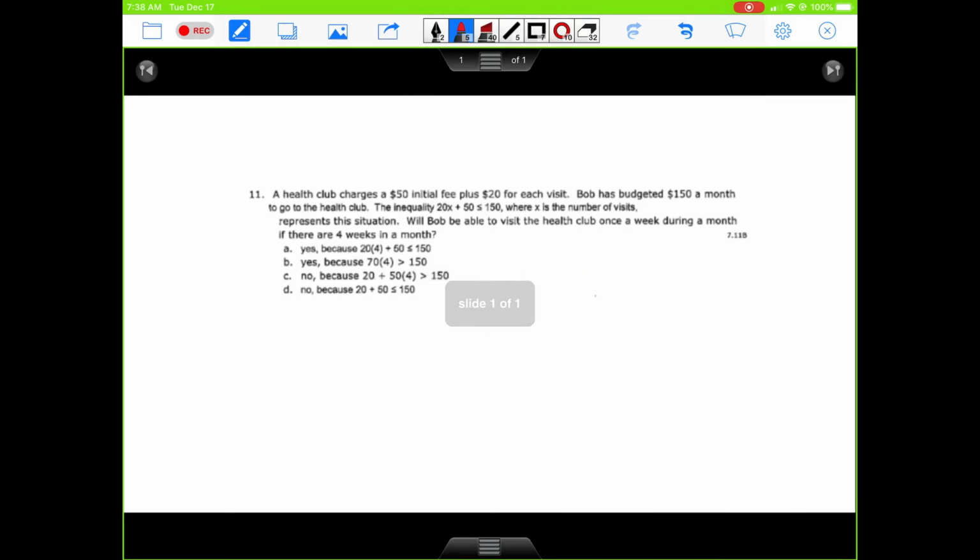Number 11. A health club charges a $50 initial fee plus $20 for each visit. Bob has budgeted $150 a month to the health club. The inequality 20x plus 50 is less than or equal to 150, where x is the number of visits, represents this situation. Will Bob be able to visit the health club once a week during the month if there are 4 weeks in 1 month? So for this one, we're just going to solve and see if it makes sense.